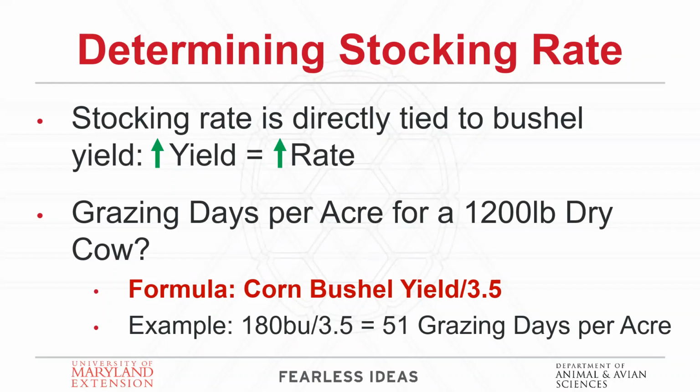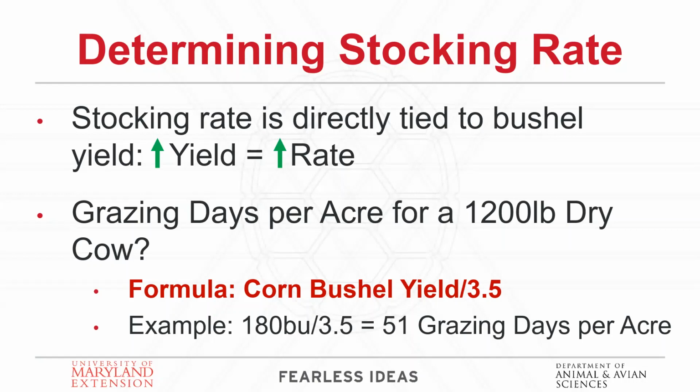An easy way to determine how many days your animals can graze, depending on the animals, let's stick with your average size cow, which is 1,200 pounds, who's dry. So she's not milking, she's just maintaining a pregnancy. So she's what we call on a maintenance diet. If we take that animal, and for example, we look at the corn bushels, we have 180 bushels, which is pretty standard. We divide it by 3.5. That tells us that the field that we want to graze is going to give us 51 grazing days for our 1,200 pound cow. It's just simple math.